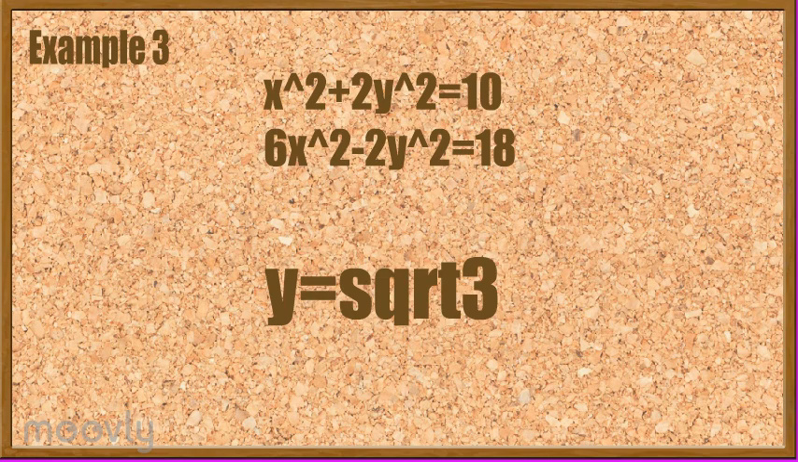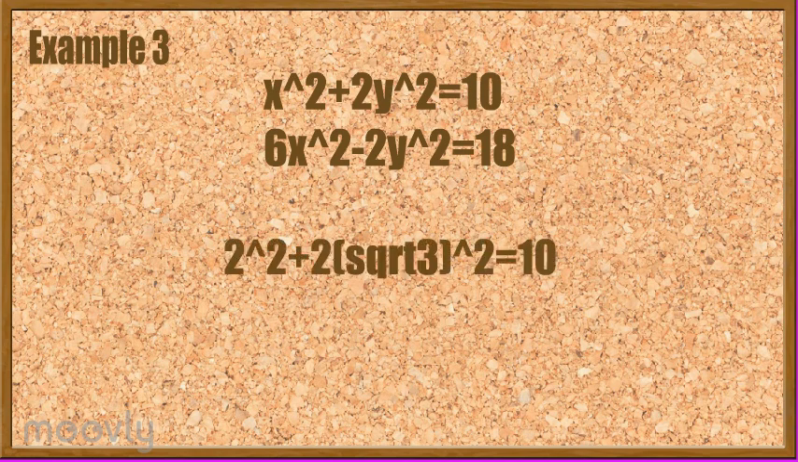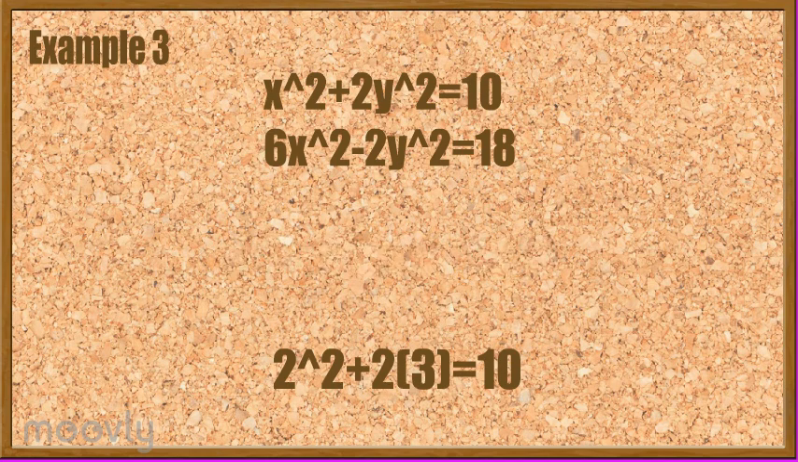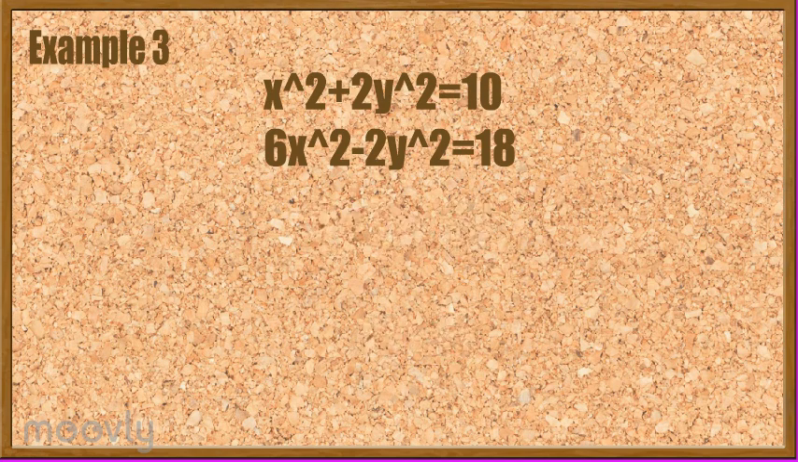Step 3 is to go back to the first equation and plug in 2 for x and square root of 3 in for y. 2 squared plus 2 times square root of 3 squared equals 10. If you took the square root of 3, then squared it, they would cancel each other out, so we can cross those out, and the equation is now 2 squared plus 2 times 3 equals 10. Distribute your properties to get 4 plus 6 equals 10. 10 equals 10.